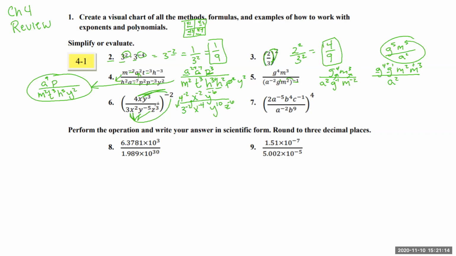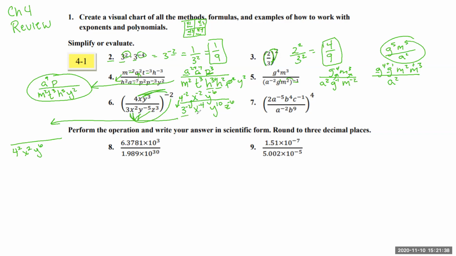So starting with 4, negative 2, I'm going to bring it over here. 4 to the negative 2 needs to go on bottom to make it positive. So now we just have 4 to the second. Then x to the negative 2, we're going to bring that on bottom as well to make it positive. So x squared. And then y to the negative 6, we're also going to bring it to the bottom. And we're going to make it positive there.